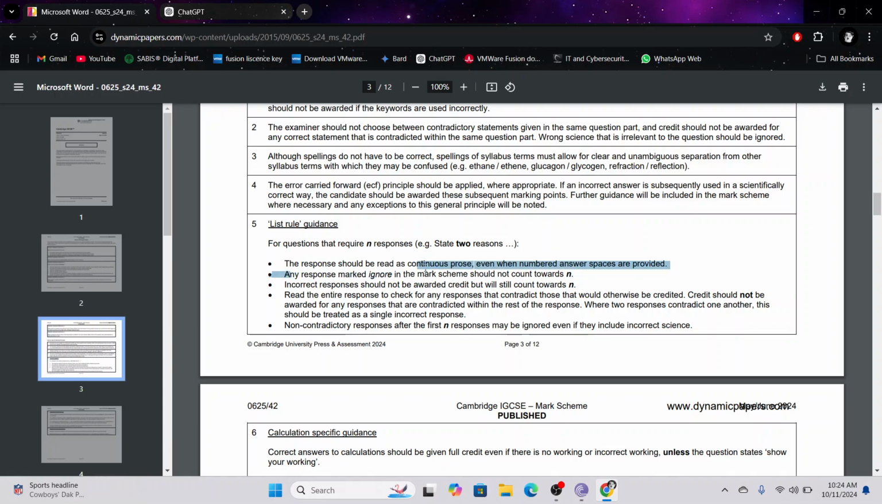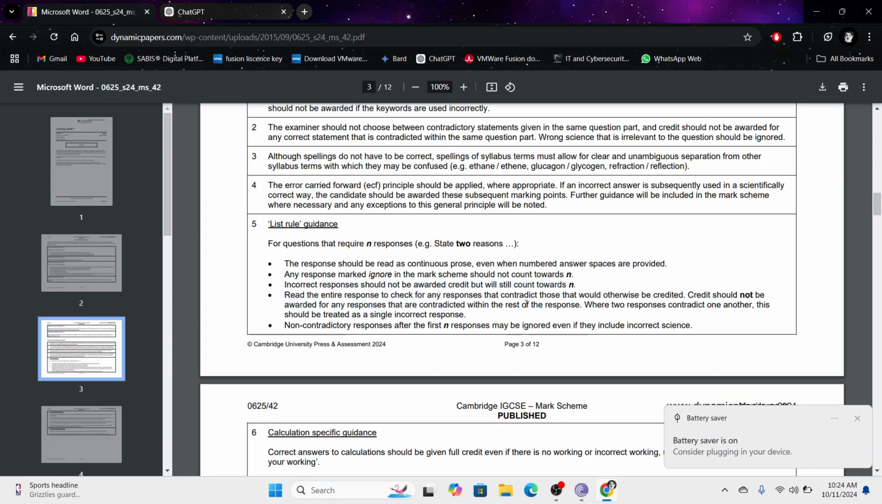Any response marked ignore should not count towards one of them. So for example, say A describes something, B describes something, and C describes something. You wrote A and B and C. They said ignore B. So it doesn't count towards the state 2 reasons. So you get the mark for A and C.